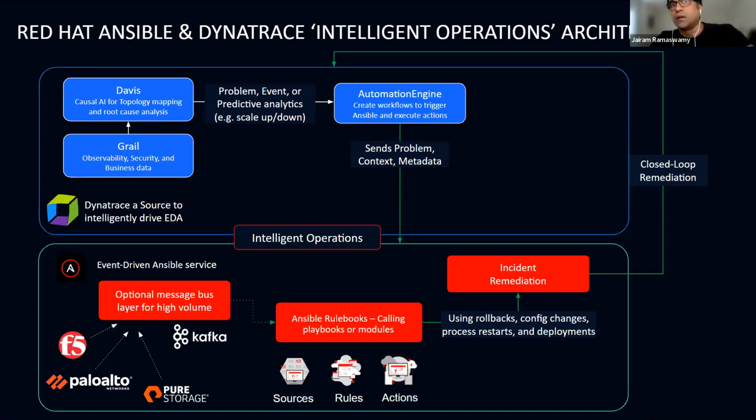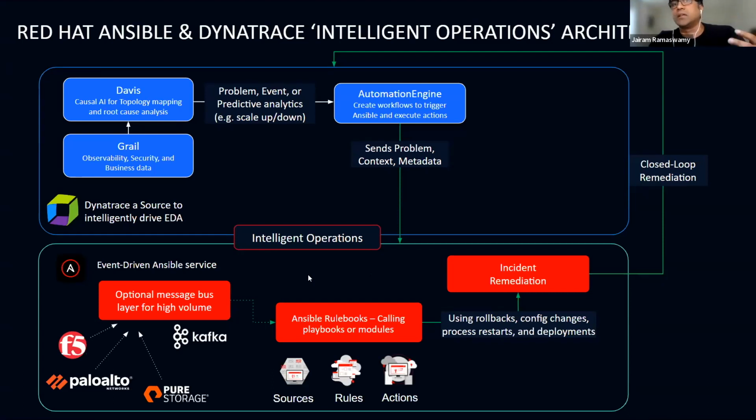Then, reaching out to Ansible and saying, hey, there's a problem, and this is where the metadata of the problem and context related to the problem is sent across to the EDA server, which is on the other side listening to all these events coming from Dynatrace. And then you have the option of using an Enterprise Message Bus. That's if you have thousands or millions of events occurring in your environment, you can route them through one of your message buses, which would be Kafka, using load balancers like F5, Vault, or Pure Storage. And then it pushes this message across to something called a rulebook.